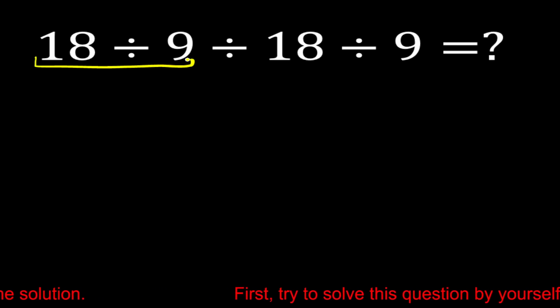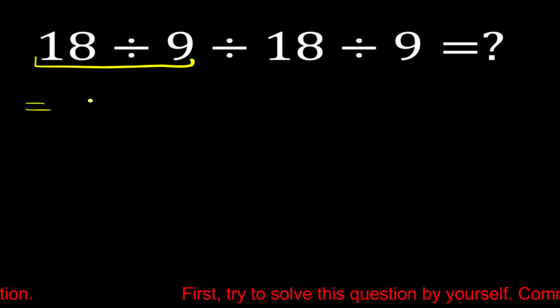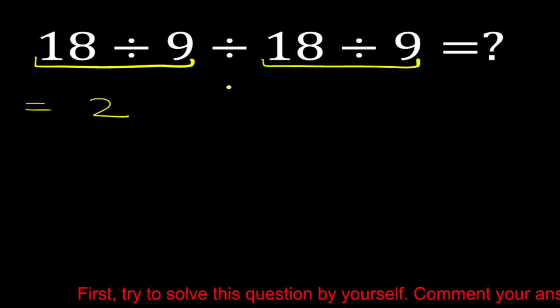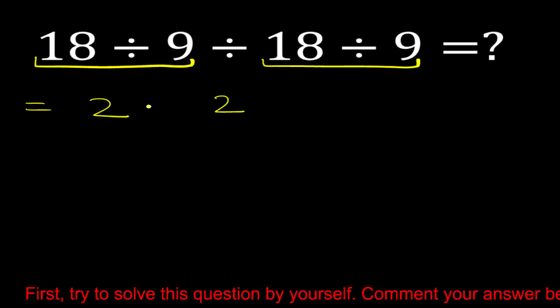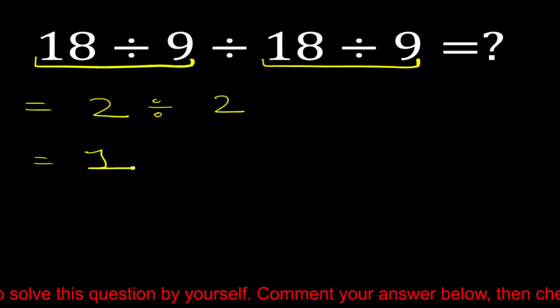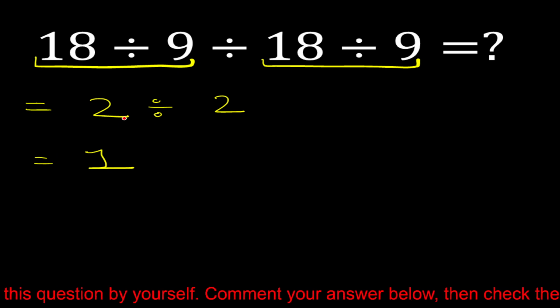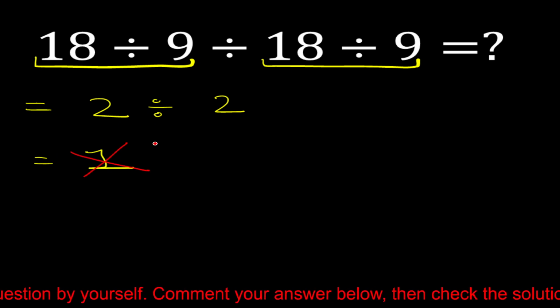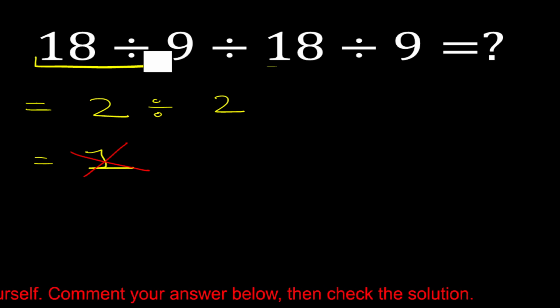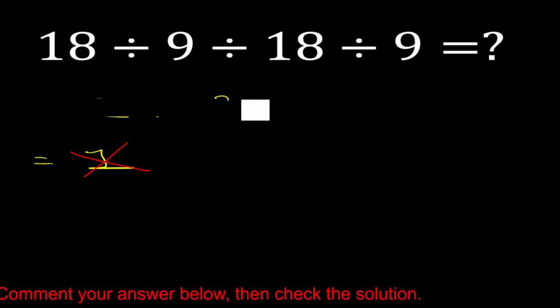18 divided by 9 is equal to 2. Then again, 18 divided by 9 is also equal to 2. Now 2 divided by 2 is equal to 1. But this answer is not correct. So now let's solve this problem correctly by using the PEMDAS rule, okay?